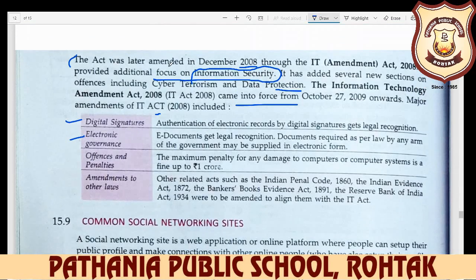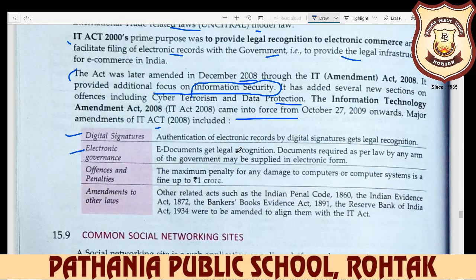After that, electronic governance, very important again. Electronic government, you can say here. So electronic documents get legal recognition. Documents required as per law by any arm of the government may be supplied in electronic form.